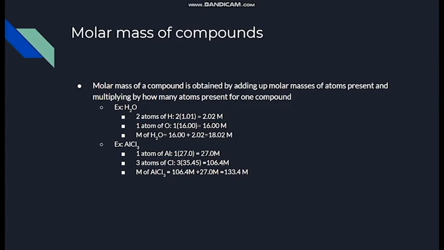Taking a look at another example, aluminum chloride. We have 1 atom of aluminum, which is going to give you 27.0 grams per mole. And we have 3 atoms of chlorine, so we're going to take chlorine's molar mass, 35.45, multiply this by 3, and we get about 106.4 after rounding. Adding these 2 numbers together to get the total molar mass of aluminum chloride, we get 106.4 plus 27.0, and we get 133.4 grams per mole, also indicated by 133.4 M.